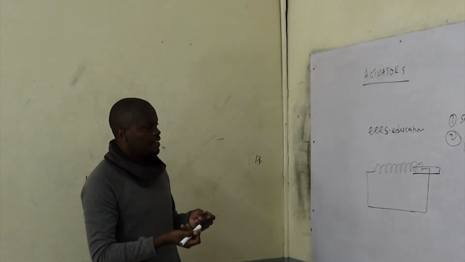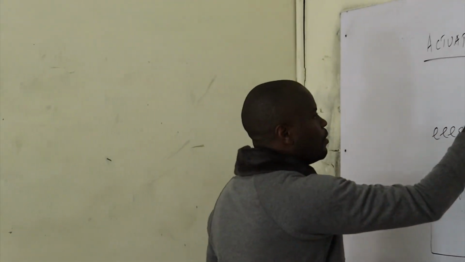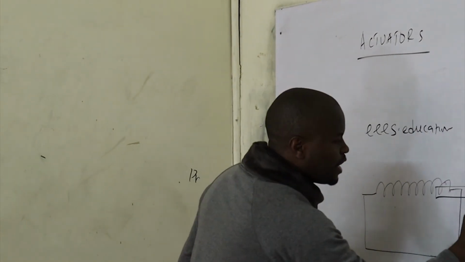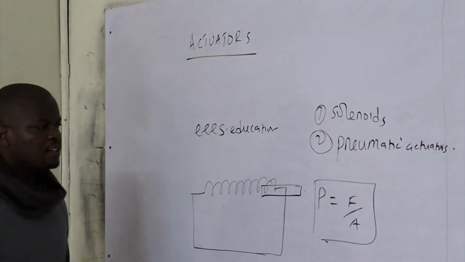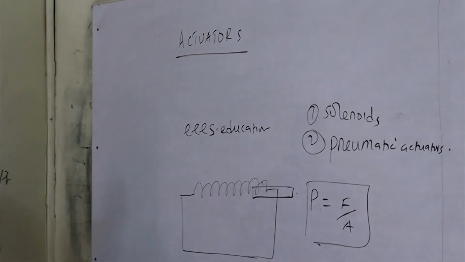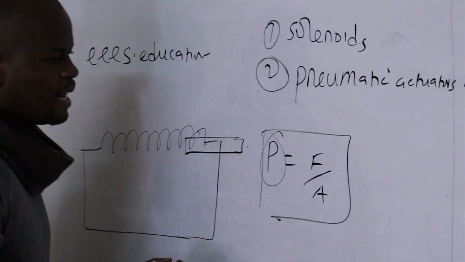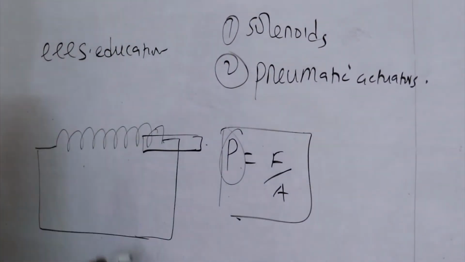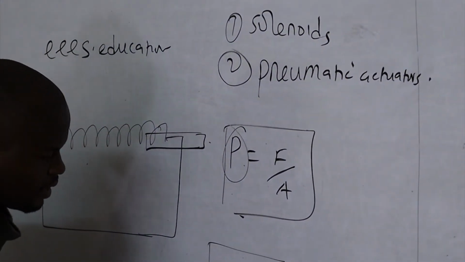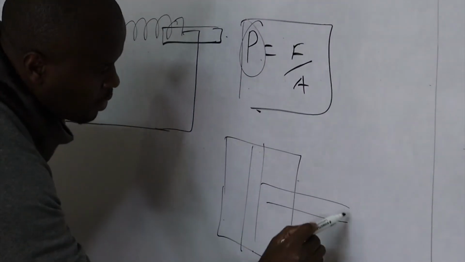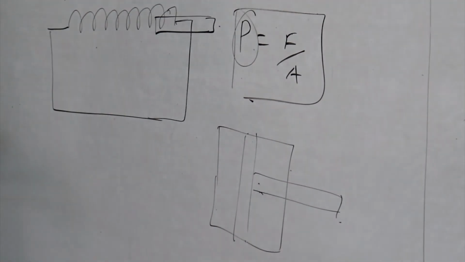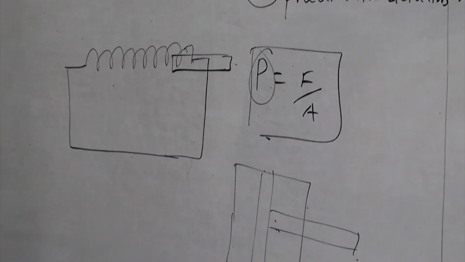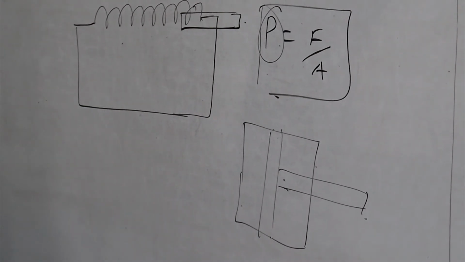As the area changes, we know that pressure is equal to force over area. So as we force it, there will be pressure that is built up from that. You will have something like a cylinder like that. When the movement goes back and forth, it changes the pressure, and at times the air will be released, and that will result in a movement.